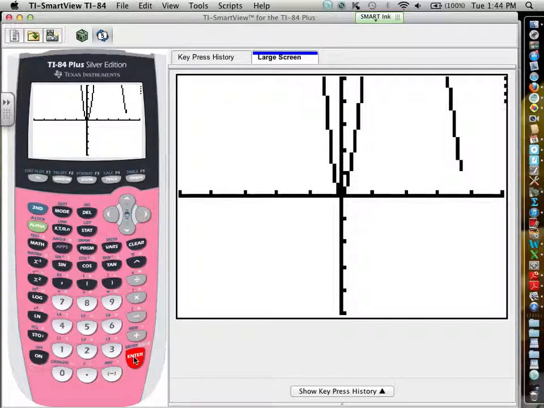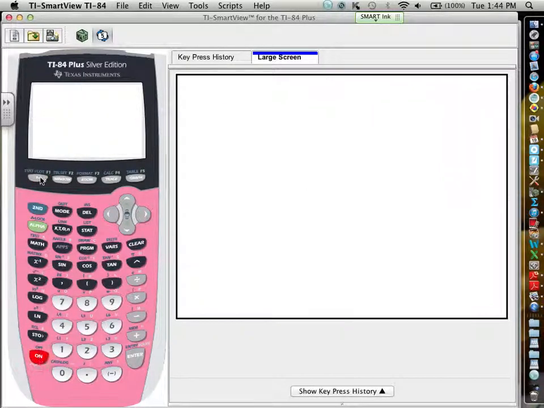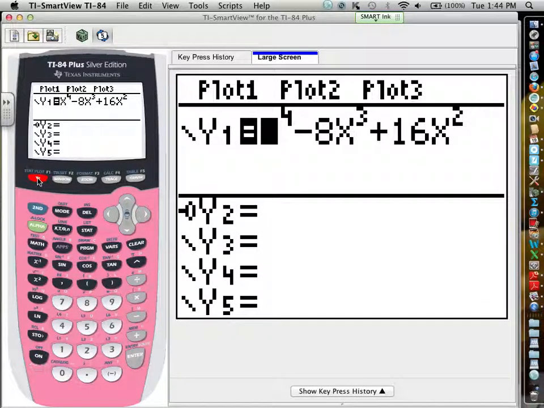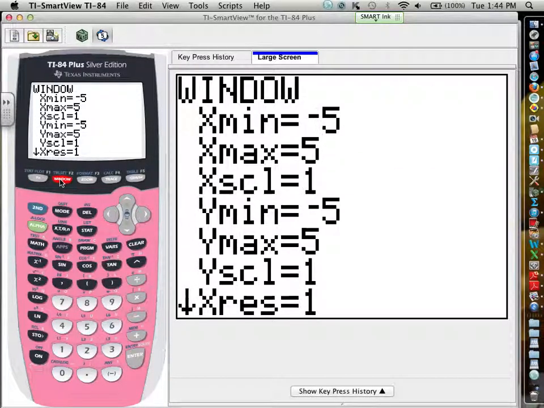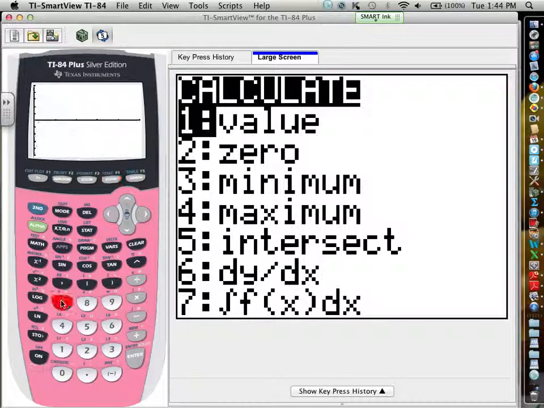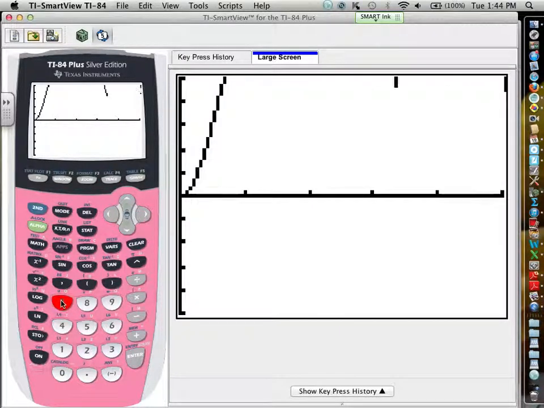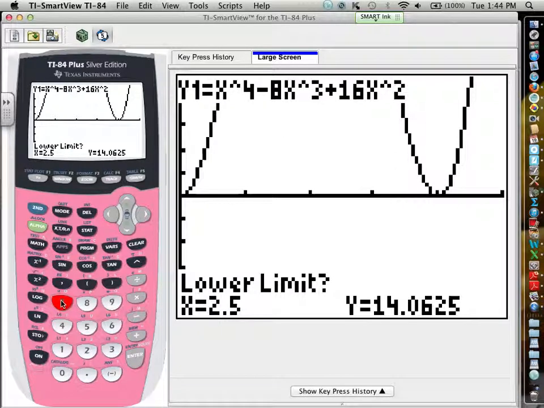All right, this is locked up. What's going on with this thing? X to the 4th minus 8y cubed x squared. All right, I just changed my window a little bit. It wasn't letting me graph that.